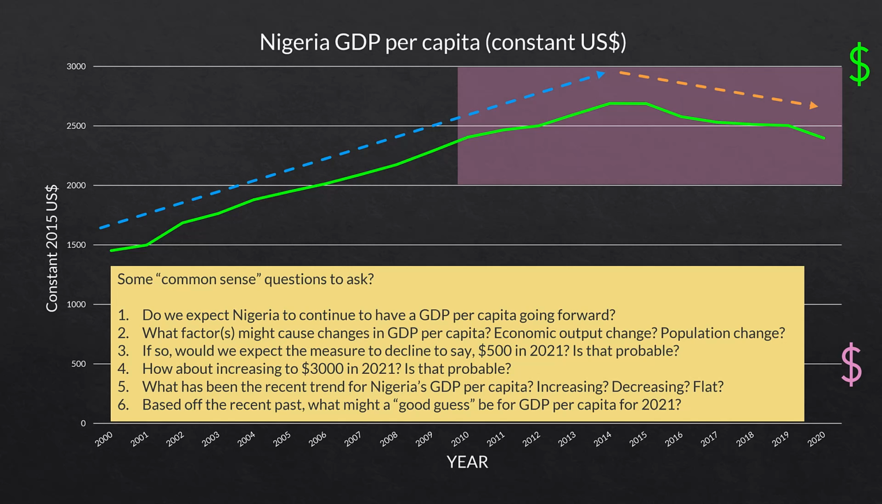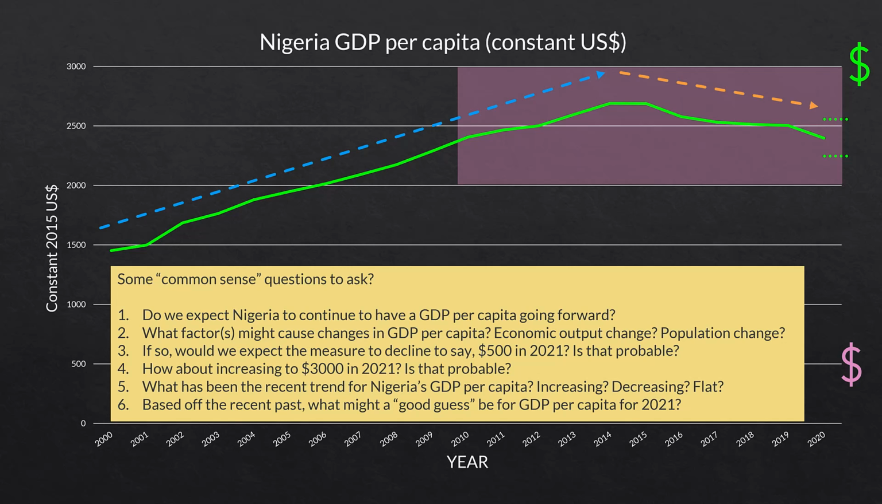So we can get an overall sense for the recent history of this time series. Now, based off the recent past, just by looking at it, what might a good guess be for GDP per capita for 2021? Just using your common sense, using your eyes, looking at this chart, what might be a good guess? I might guess it's somewhere in here.